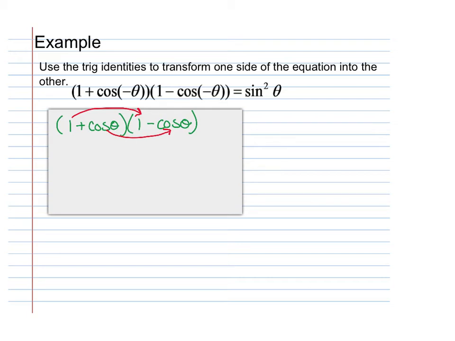So we have 1 times 1 is 1. Cosine theta minus cosine theta is negative cosine squared theta. And we know that this is a Pythagorean identity. I'm abbreviating here, which actually is equivalent to sine squared theta, which we just verified.